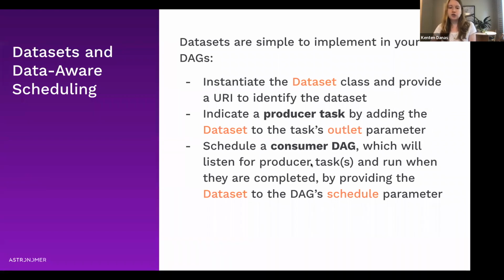The other new terminology is the consumer DAG. So this is the downstream DAG that is going to be scheduled based on when those datasets update. So that's going to listen to those producer tasks and it'll run when they're completed. So in that one, you're also going to provide the dataset and you're going to provide it to the schedule parameter in the DAG.